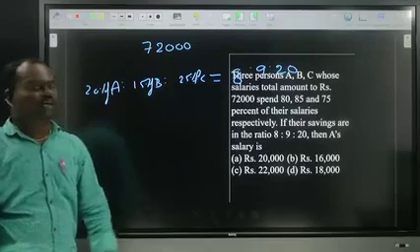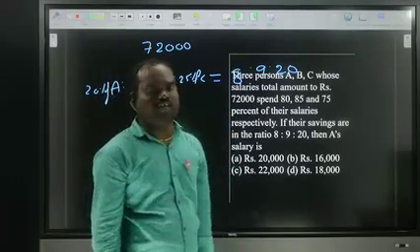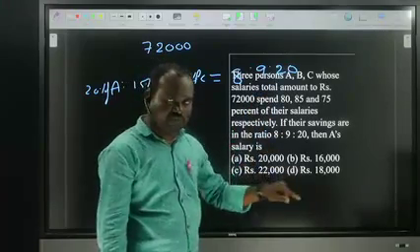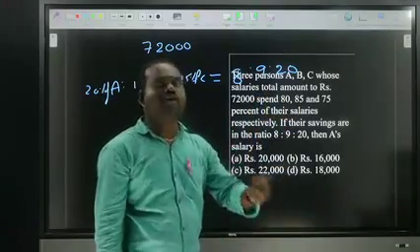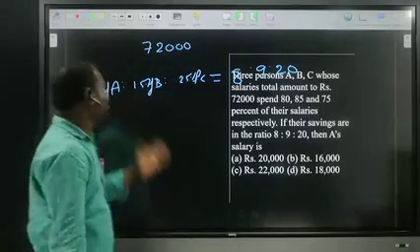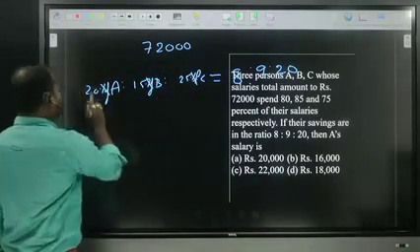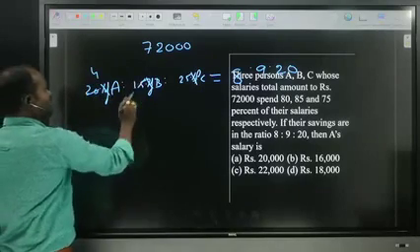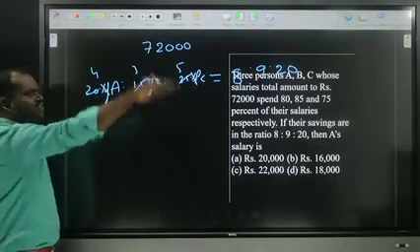Is it clear? 80% spend means 20% saving. 85% spend means 15% saving. 75% spend means 25% saving. Now, in all cases the percentage gets cancelled. 5 fours, 5 threes, 5 fives. These become inverted on that side.